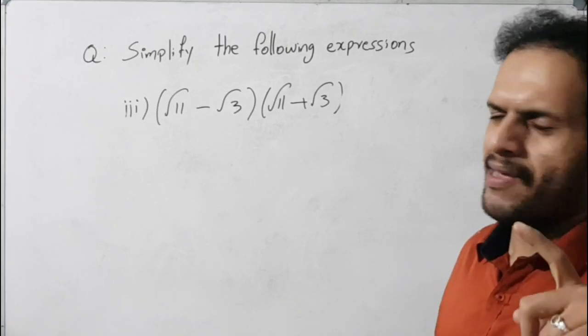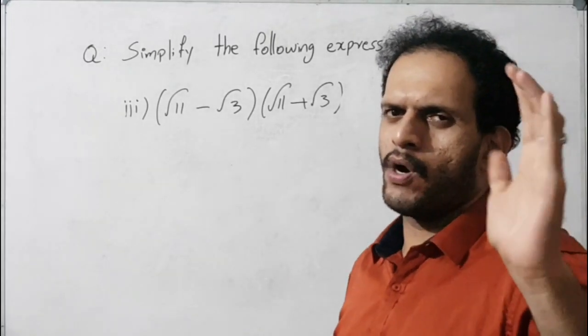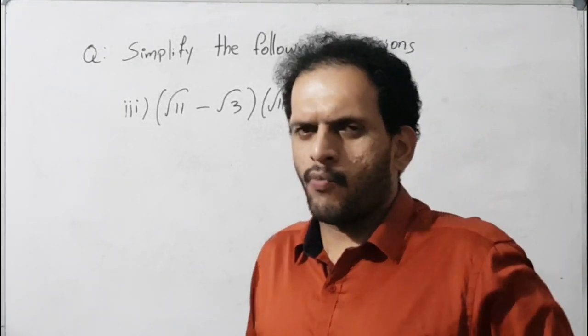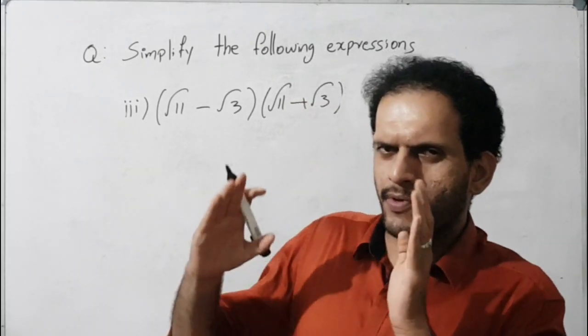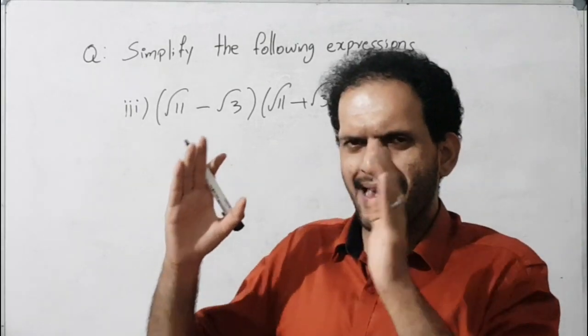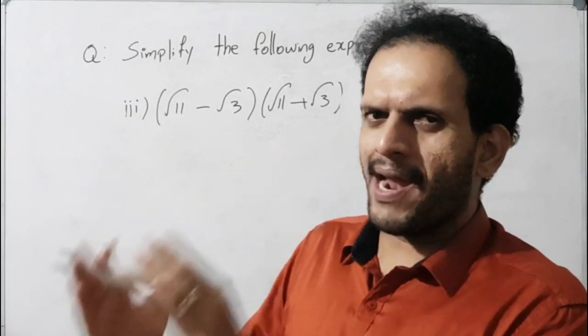First, we check whether this one is in the form of any one of the identities. First, we check this type of question. What is that first here? My dears, first we check whether the given question is in the form of any one of the identities.